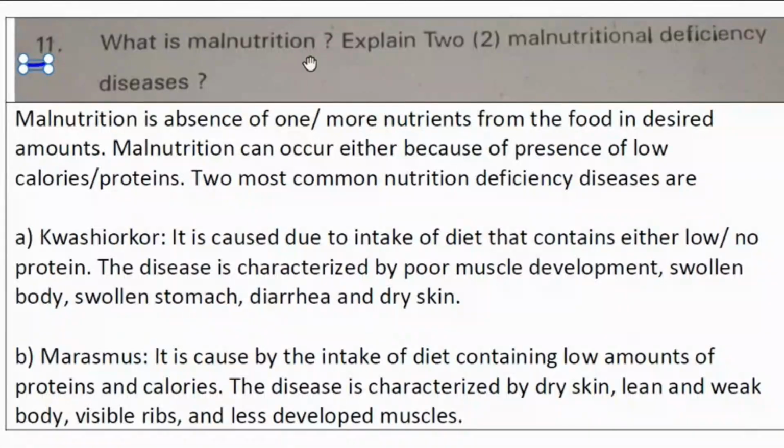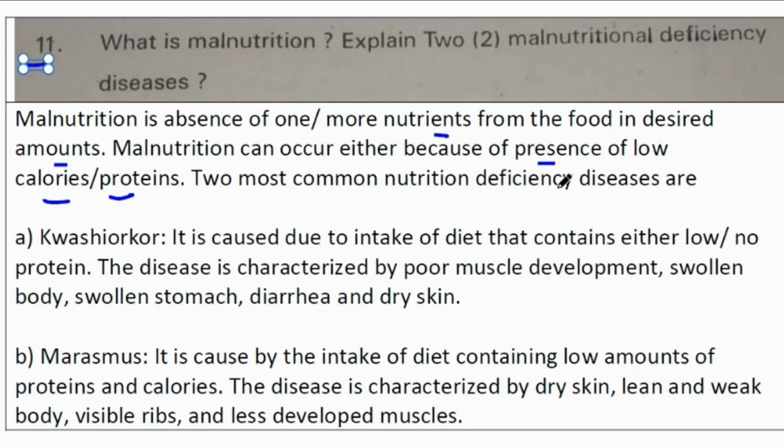11th question. What is malnutrition? Explain two malnutrition deficiency diseases. Malnutrition is the absence of two or more nutrients from the food in desired amounts. Malnutrition can occur either because of the presence of low calories or proteins.